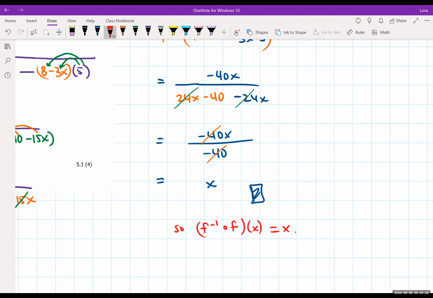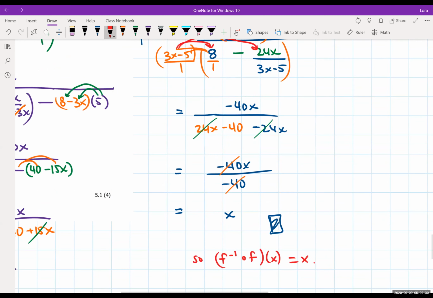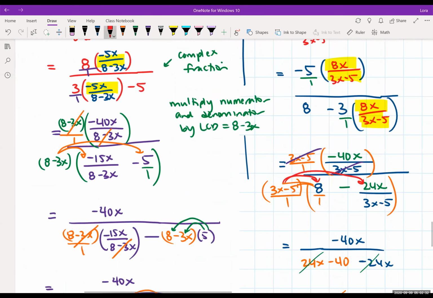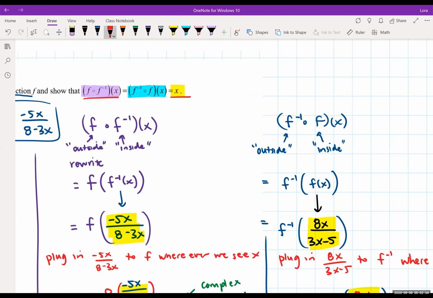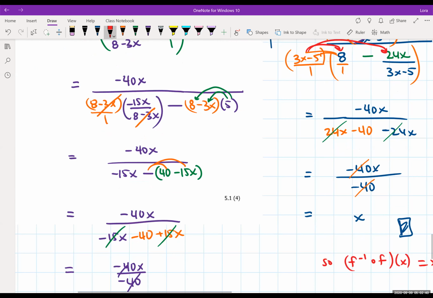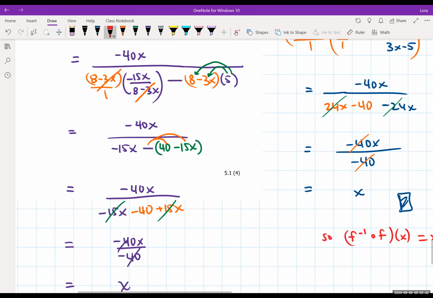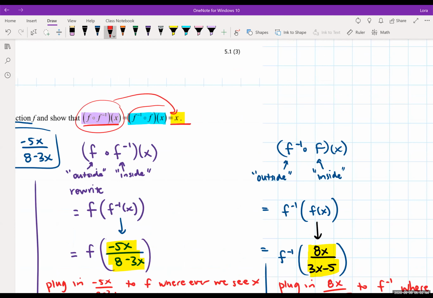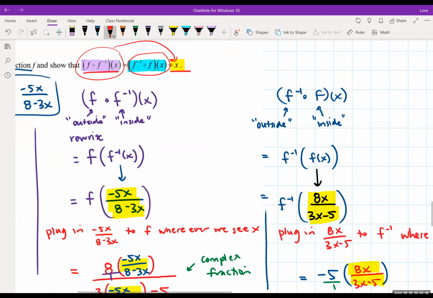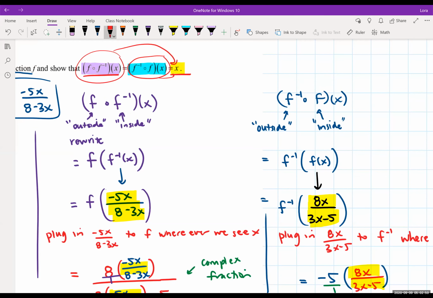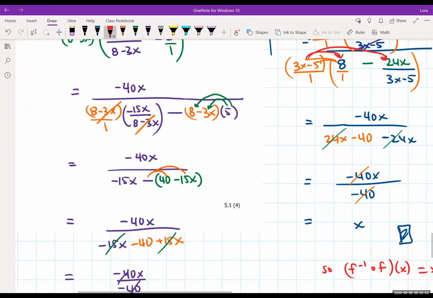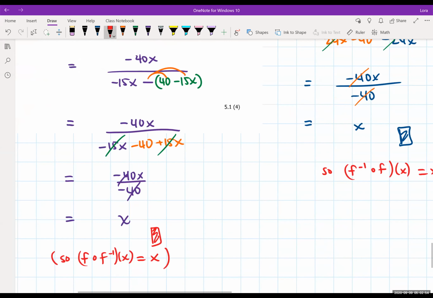So when you go back and look, what have I done? I've shown it both ways. I showed that the highlighted purple part is equal to x, like we did on the left side, with a little bit of algebra. And I also showed that the teal part, when I compose it with the function f inverse of f, is also equal to x on the right side over here. We have just proved that the functions are inverses of each other.